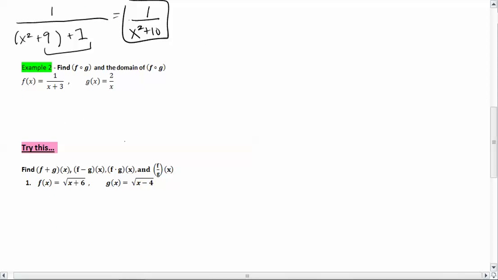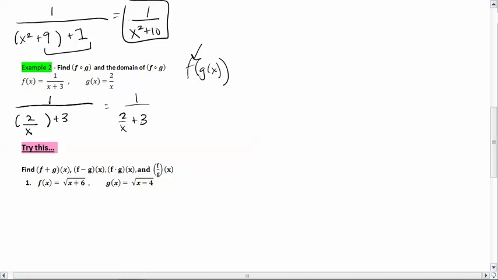The next one we can do is find f of g and the domain of f of g. In this one, our f is equal to 1 over x plus 3, and our g is equal to 2 over x. Again, we're evaluating f at g. So we're going to start by writing our f value, whatever is outside. If we have f of g of x, you want to start by writing your outermost function. So we have 1 over parentheses, because that's our variable, plus 3, and we're evaluating that at g of x, which is 2 over x. So we end up with 1 over 2 over x plus 3.